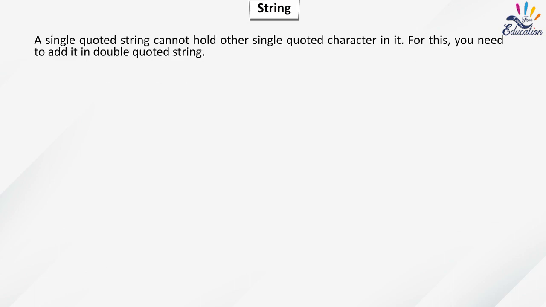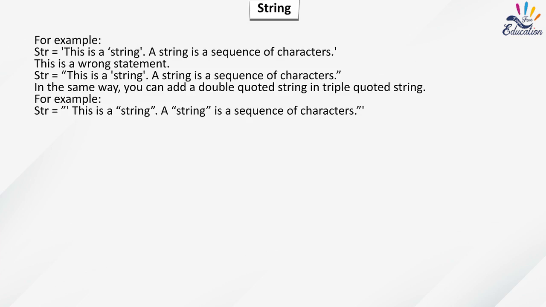A single quoted string cannot hold another single quote character in it. For this, you need to add it in a double quoted string. For example, str = "This is a 'string'. A string is a sequence of characters." This is a wrong statement: str = 'This is a 'string'. A string is a sequence of characters.' In the same way, you can add a double quoted string in a triple quoted string. For example, str = '''This is a "string". A string is a sequence of characters.'''